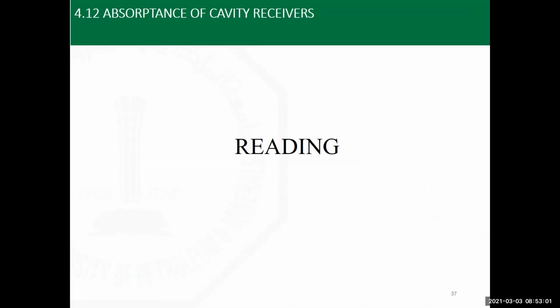This is a part which is left to you for general reading, which is the section on absorptance of cavity receivers, as well as the issue of specularly reflecting surfaces. That would conclude our discussion of the radiation on opaque surfaces.